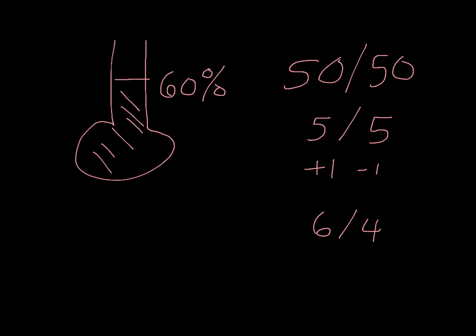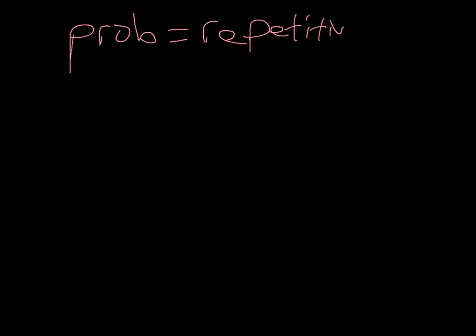But what I want you guys to take away from this week's discussion is this: the interpretation of probability. The interpretation of probability is what happens with repetitive iterations of an event. Okay, so probability, in the strictest sense, is repetitive iterations of an event.